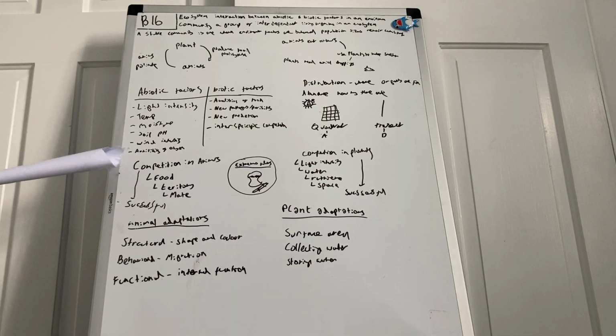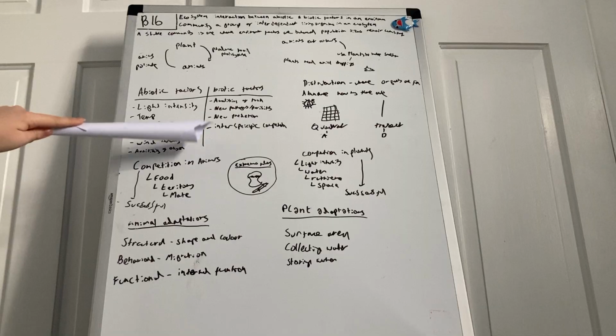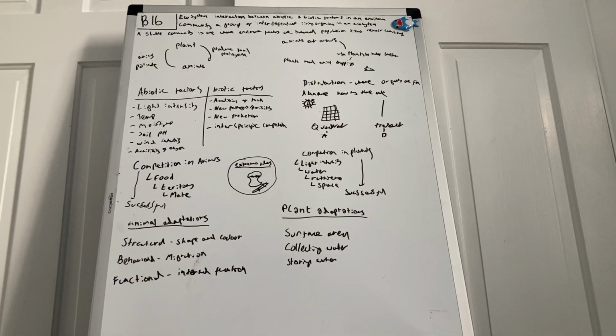And then the last one is the availability of oxygen. The availability of oxygen has a huge impact on living organisms in water. Some invertebrates can live in water, basically. Now we have the biotic factors that affect organisms in the environment.